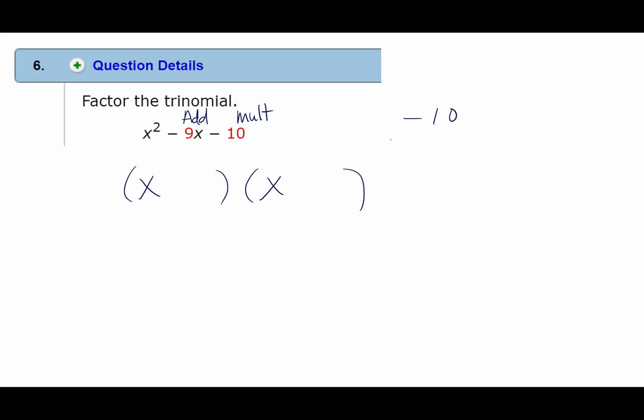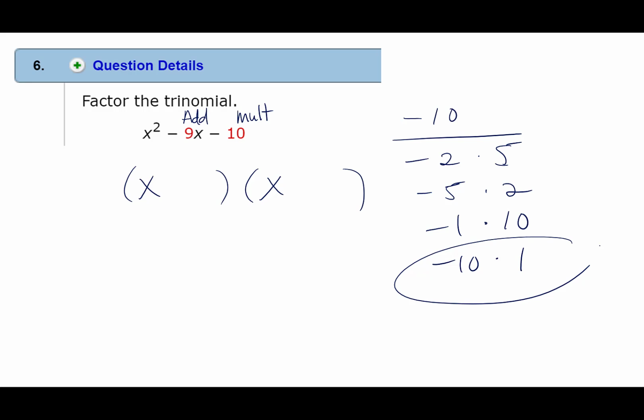So if something is times negative 10, that could be 2 and positive 5, it could be negative 5 and positive 2, it could be negative 1 and 10, or negative 10 and 1. Because the middle term is negative 9x, the larger number needs to be negative, and so negative 10 plus a positive 1 equals negative 9. And so in any order, put negative 9 and positive 1 in the second position, and that's your final answer.